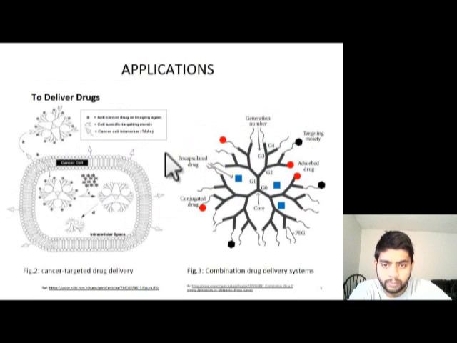This is an application of dendrimer. We can use dendrimer to deliver drugs to a specific location using a targeting moiety that attaches to the dendrimer. We can attach drugs to a dendrimer as conjugated drug, encapsulated drug, and adsorbed drug.